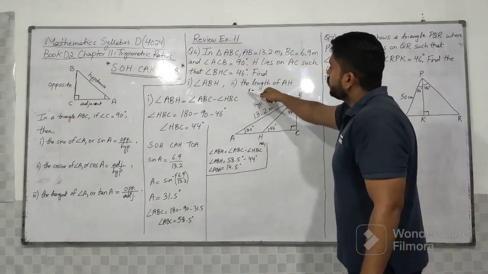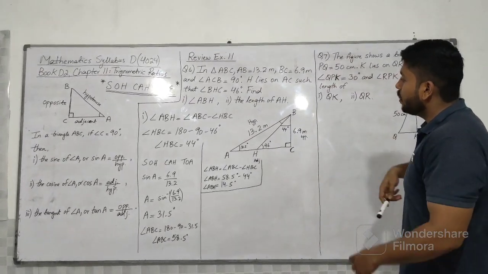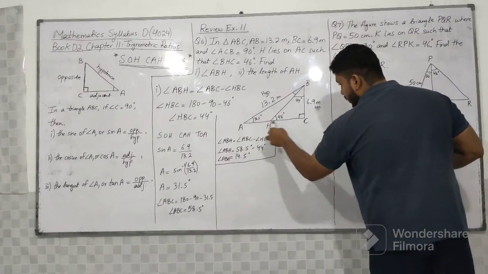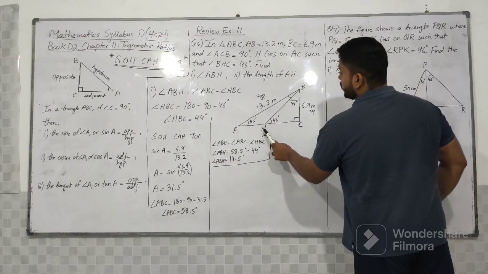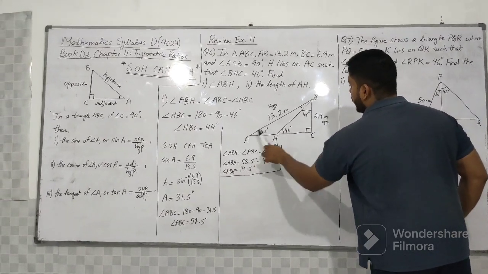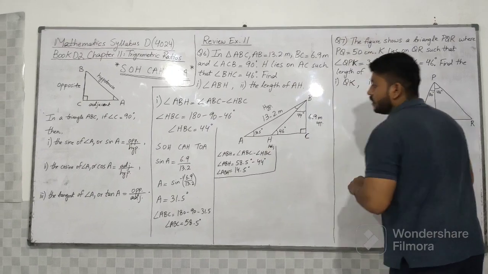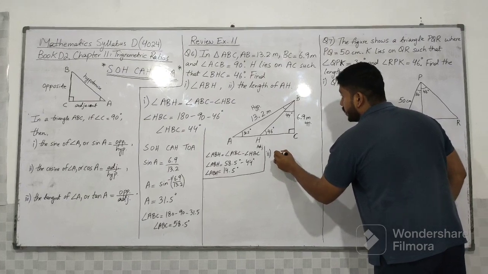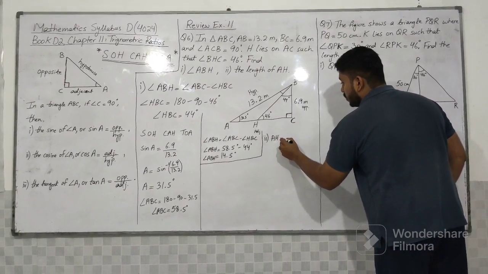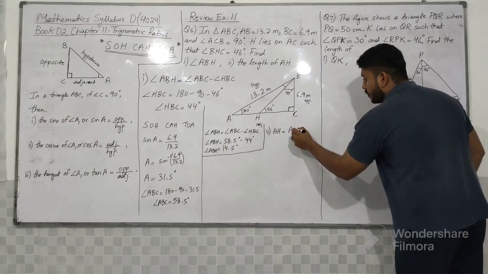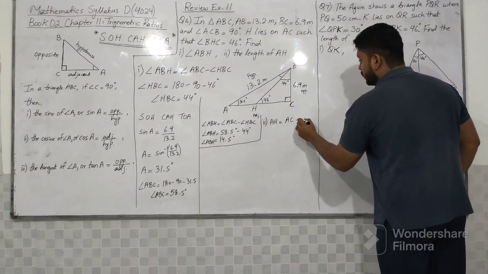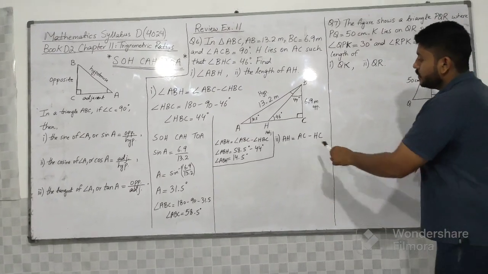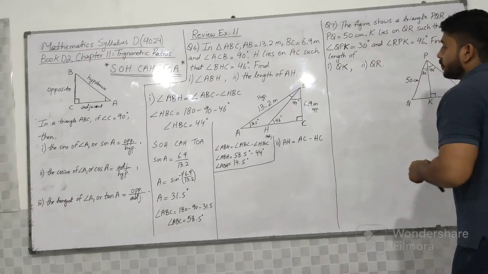In the second part, we are required to find the length of AH. So how to find the length of AH will be this whole length AC minus the length of HC. So AC minus HC will give you AH. So we can write this down. AH equals AC minus HC. We don't have any of these two lengths, so we can find it one by one.